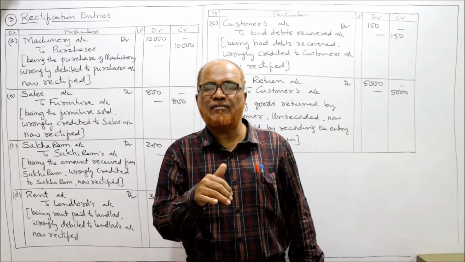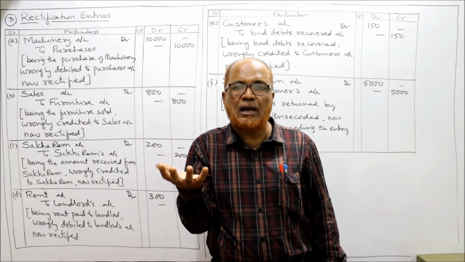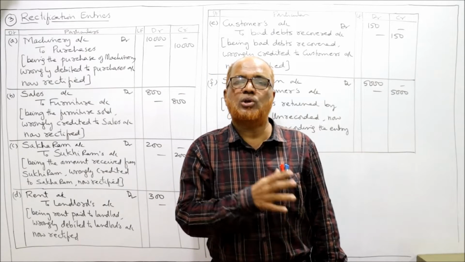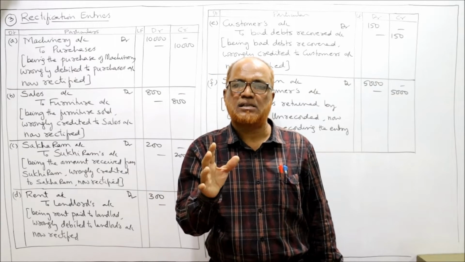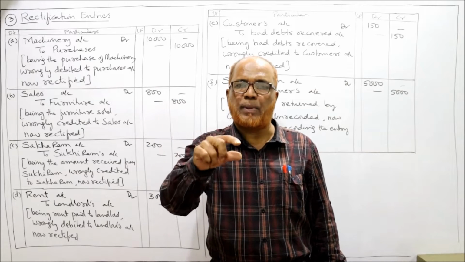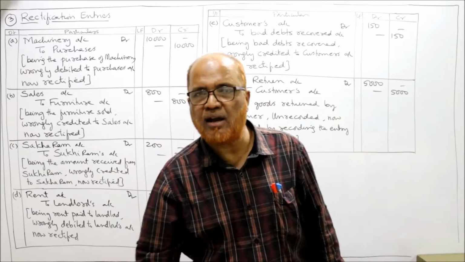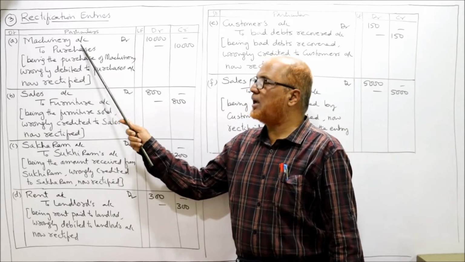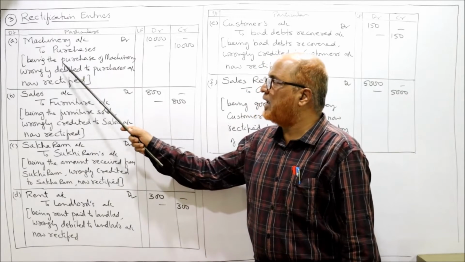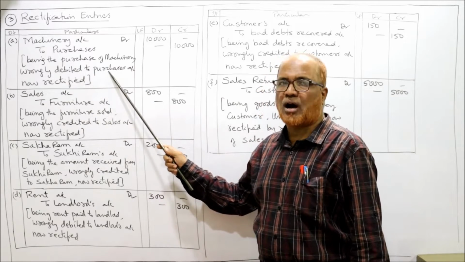By mistake we have debited purchases account, now we credit it. We have not debited machinery account, so now we debit machinery account. So you can write the sentence like this: it is a two-sided error. It can be rectified by passing the following entry. What is that entry? Machinery account debit to purchases account 10,000. Being the purchase of machinery wrongly debited to purchases account.